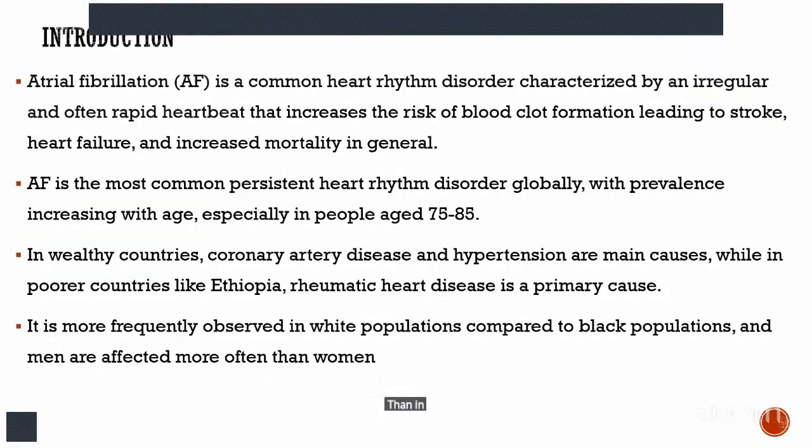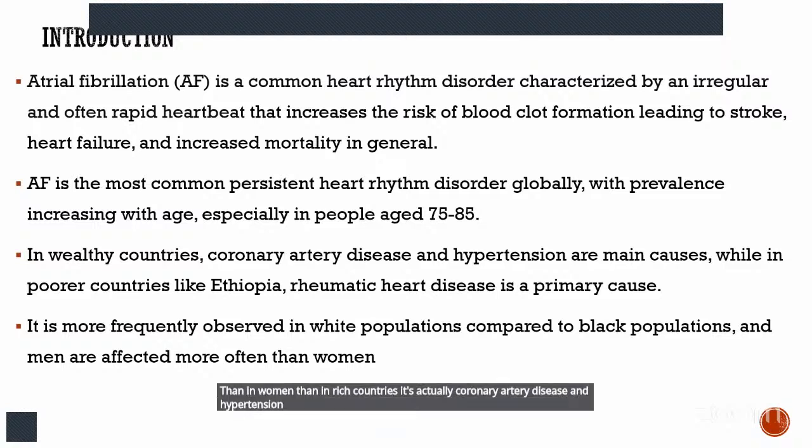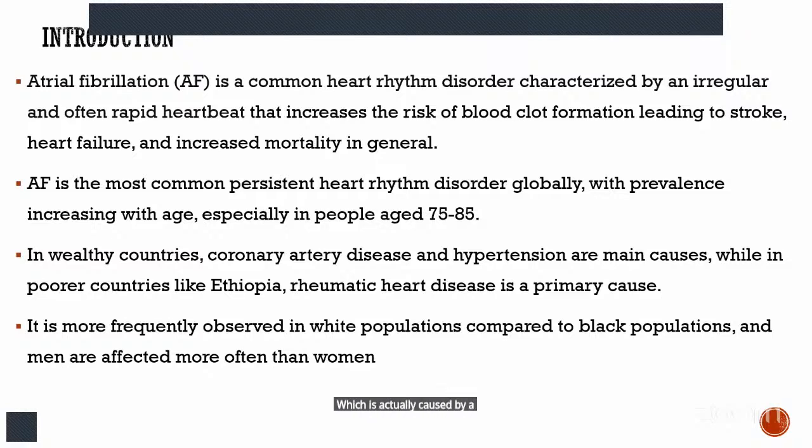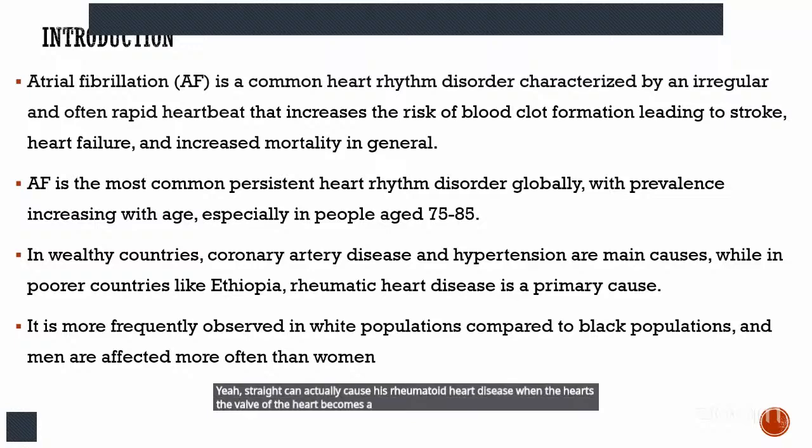In rich countries, coronary artery disease and hypertension are the main causes, while in other countries we have rheumatic heart disease, which is caused by throat infection, such as strep. Strep can cause this rheumatic heart disease when the valve of the heart becomes damaged.